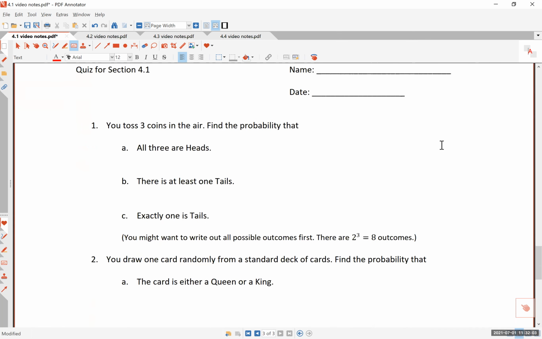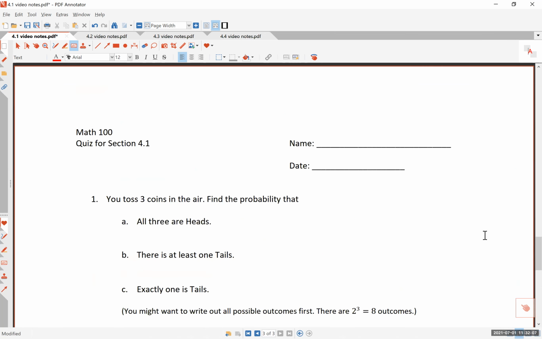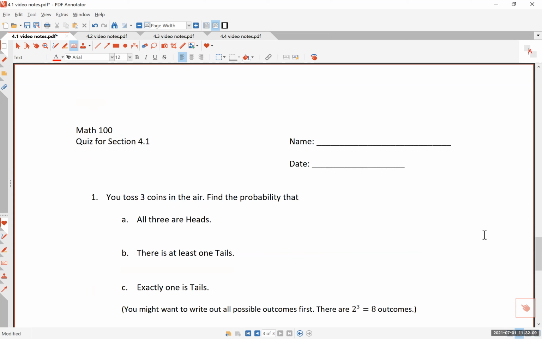All right. I think you are ready to answer these questions in the quiz for section 4.1. Make sure you do your work on your printed copy and then go on to the online quiz for section 4.1. All right, next time we will do 4.2.